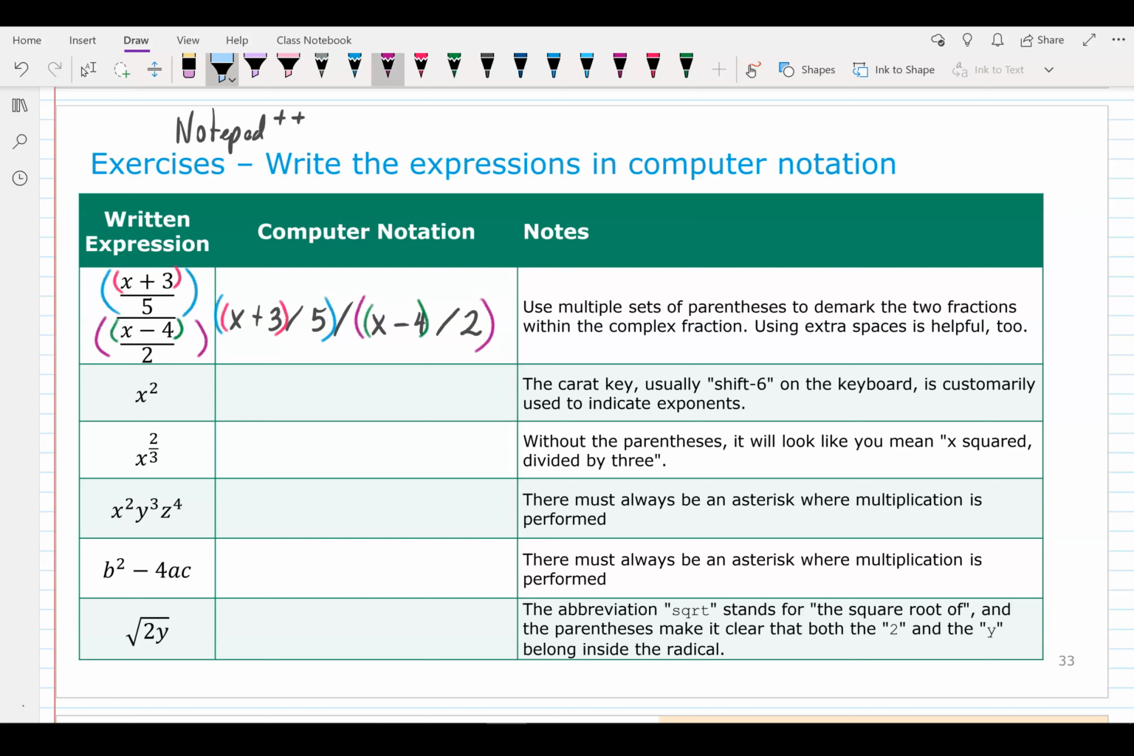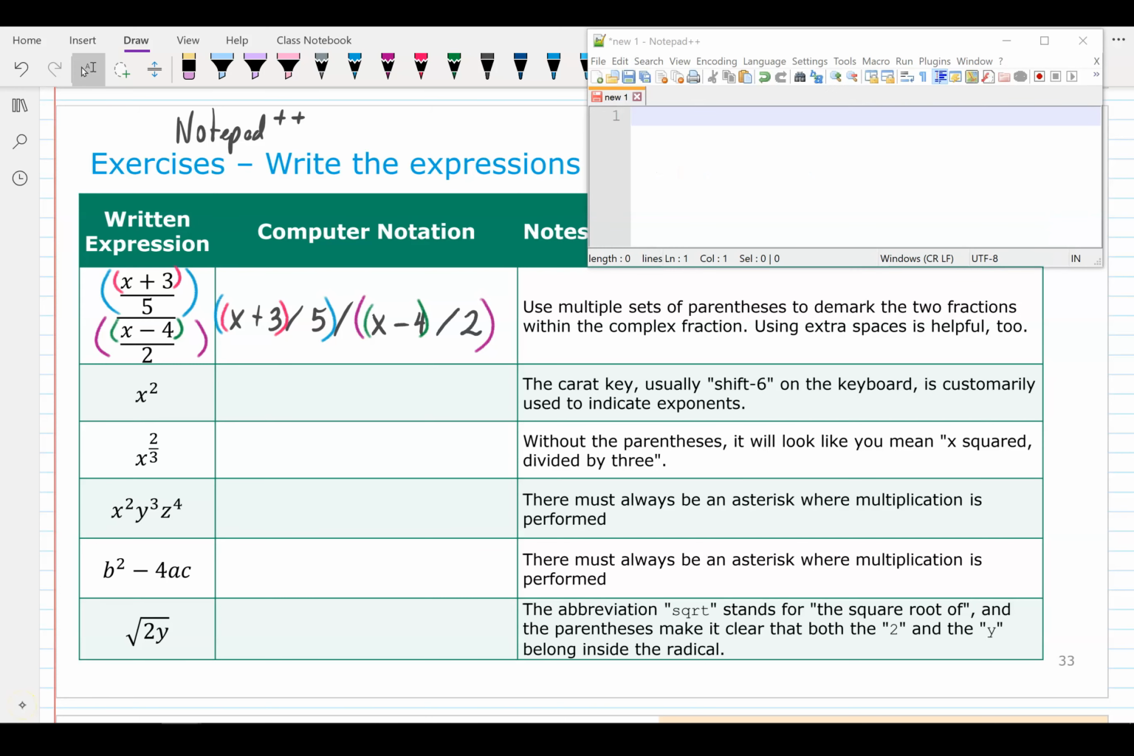So let's look at the little note here. It says, using multiple sets of parentheses or brackets to demark the two fractions within the complex fraction can be very useful. And then it says, using extra spaces is helpful too. So sometimes when you write it on a command line, if you're a little confused as to what's going on, just add extra space with the space bar.